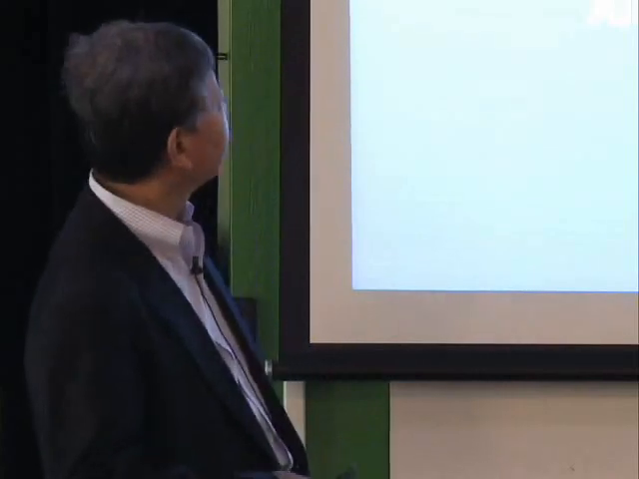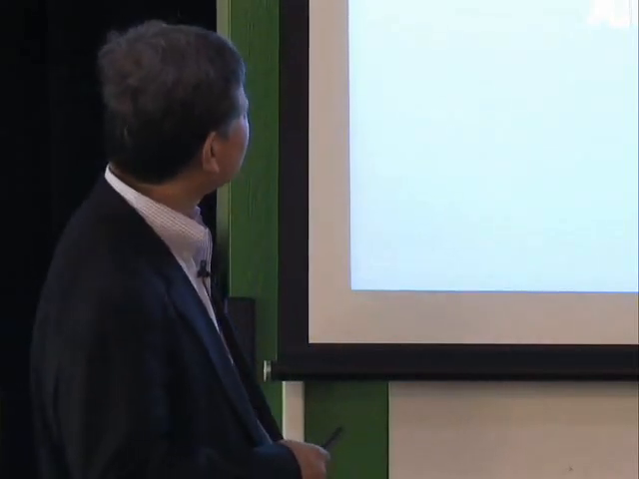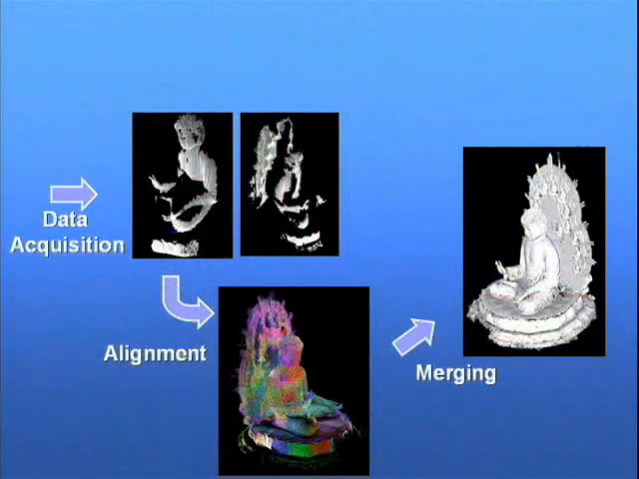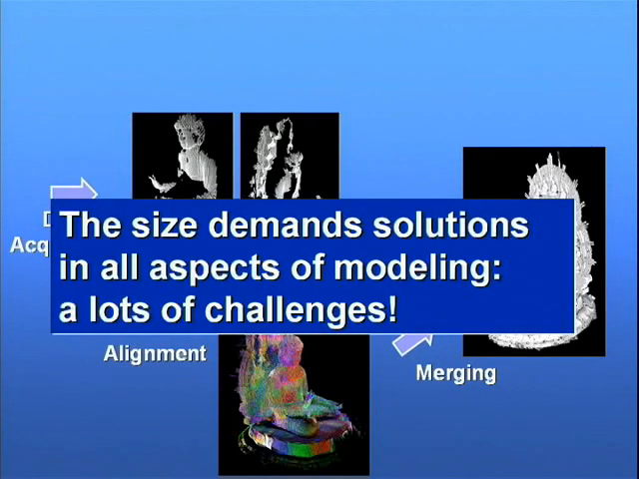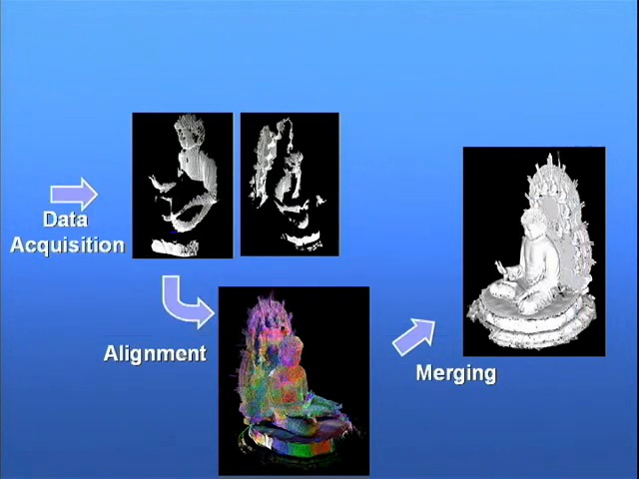And in this 3D domain, the first step is data acquisition, and since we capture from various viewing directions, we can determine the relative relations and merge. And of course, at each step, there are already commercially available sensors as well as software. Why are we working then? Well, the size of the Bayon temple provides various challenges to be solved. So let's take a look at each challenge.